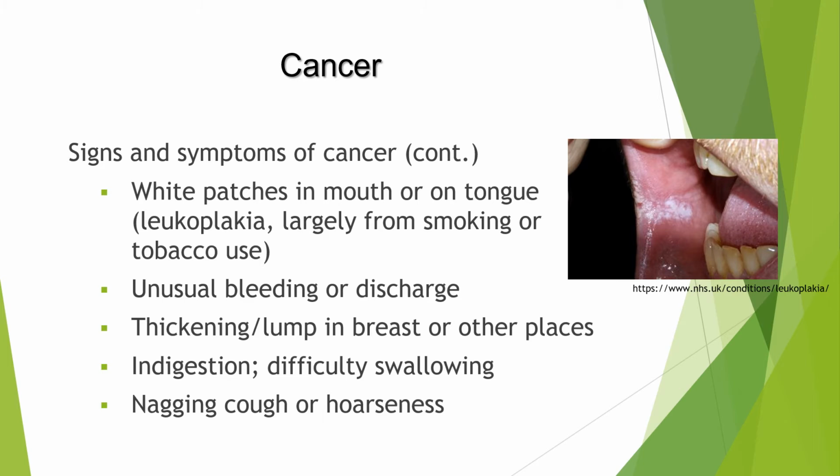Signs and symptoms continued. White patches in the mouth or on the tongue, known as leukoplakia. These are seen largely in patients that smoke or have other tobacco use. Other signs: there can be unusual bleeding or discharge, thickening or a lump found in breast tissue or on other places of the body. Indigestion or difficulty swallowing can be a sign as well, along with a nagging cough or hoarseness.